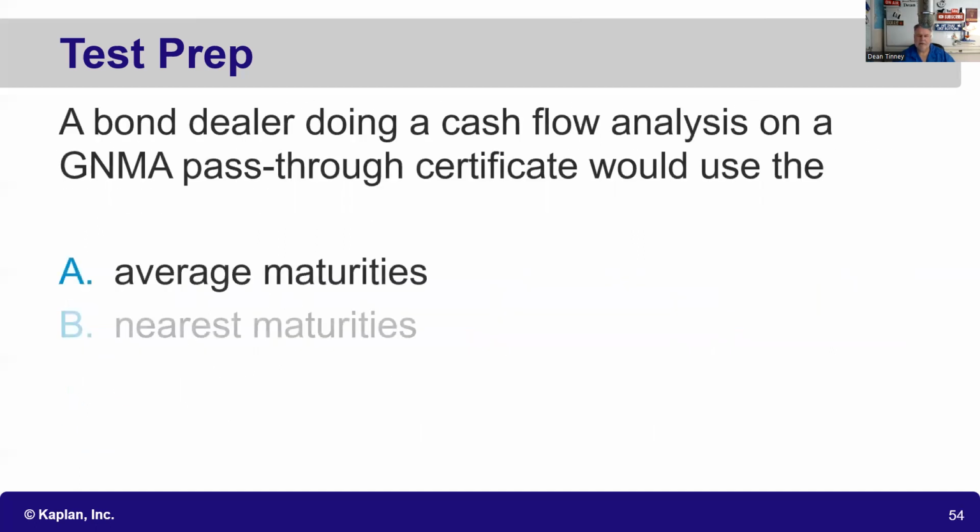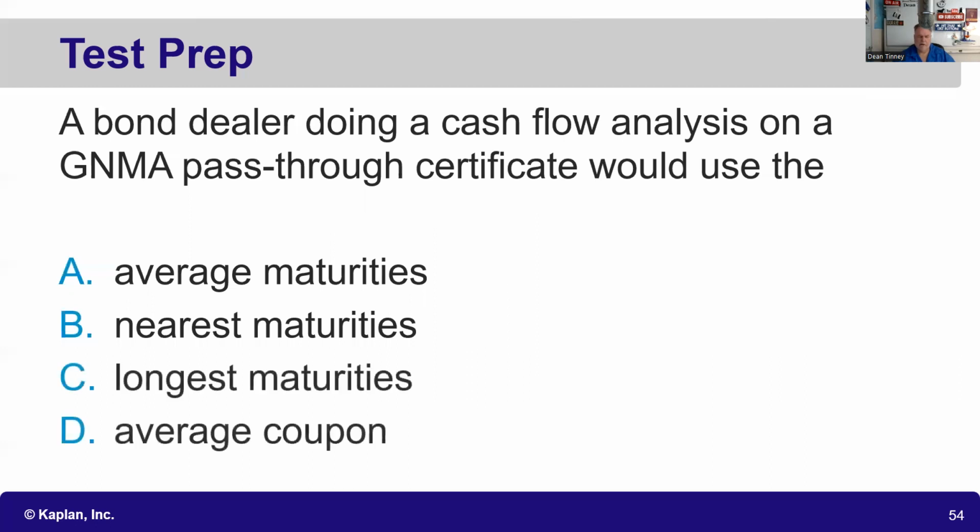A bond dealer is doing a cash flow analysis on a Ginnie Mae pass-through certificate. Whenever we have mortgage pass-throughs, we use average maturities to do our discounted cash flow analysis. So it would be A. That's just a flashcard recognition question.